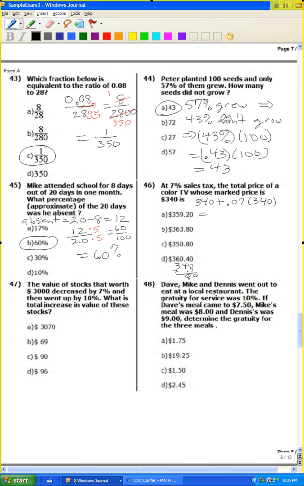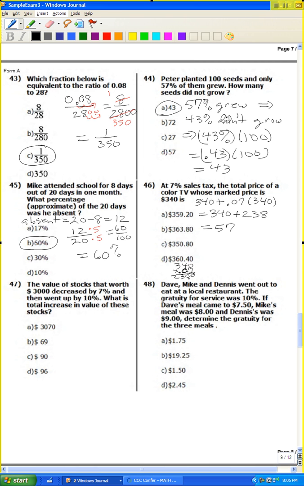So 0, 28, carry the 2, 23, and so 238. And so those give you 500 and, oh, you stupid. This is 0.07, not 70%. You don't have a 70% tax. You have a 7% tax.